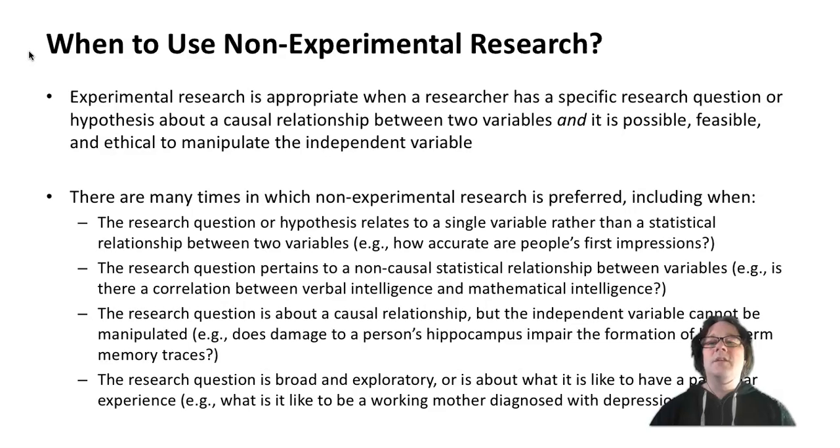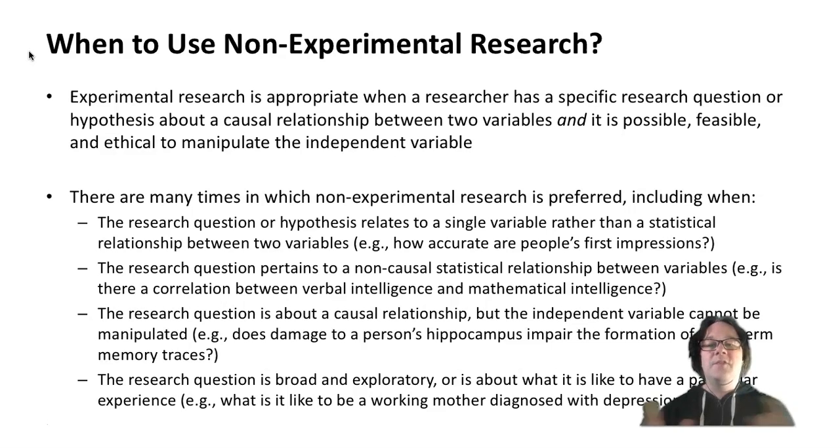Also, when the research question pertains to a non-causal statistical relationship between variables. So an example might be, is there a correlation between verbal intelligence and mathematical intelligence? We're just simply asking, is there a relationship between these types of intelligences, not asking what is causing the relationship, or what is the cause of each of these types of intelligences, but simply if there is a relationship between them.